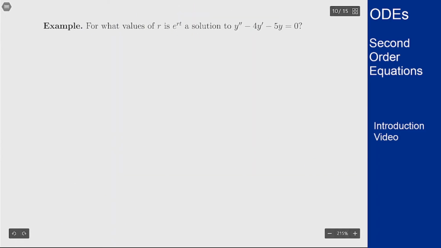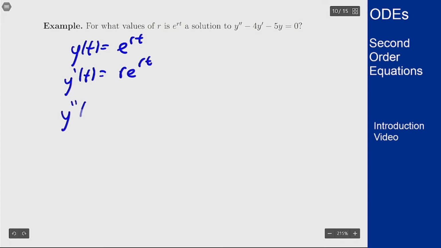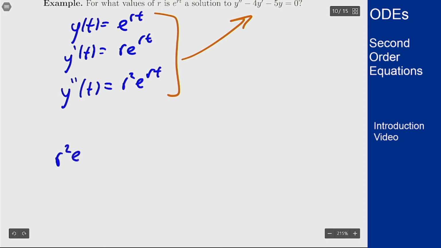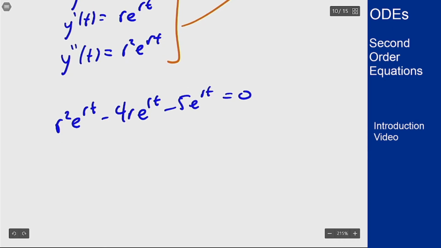Let's see what this looks like. For what values of r is e to the rt a solution to y double prime minus 4y prime minus 5y equals 0? We're going to plug in e to the rt and see what happens. If y of t is e to the rt, then the first derivative is r e to the rt, and the second derivative is r squared e to the rt. Plugging those in gives r squared e to the rt minus 4r e to the rt minus 5 e to the rt equals 0, or factoring e to the rt out, e to the rt times (r squared minus 4r minus 5) equals 0.